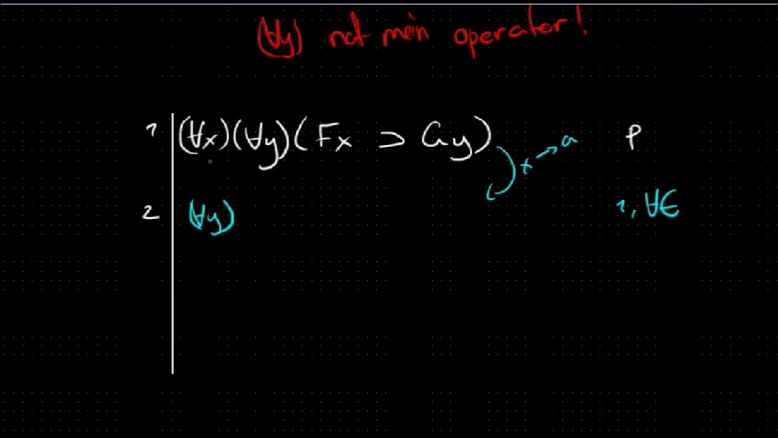So the step here is that all x's go to a's. So we get ∀y. Remember, we're going to eliminate this. So every y is such that if Fa then Gy. Okay, so that's the step we've made. We've just applied the universal elimination as normal.